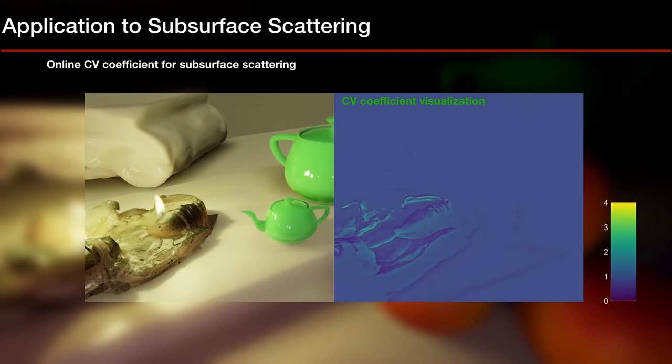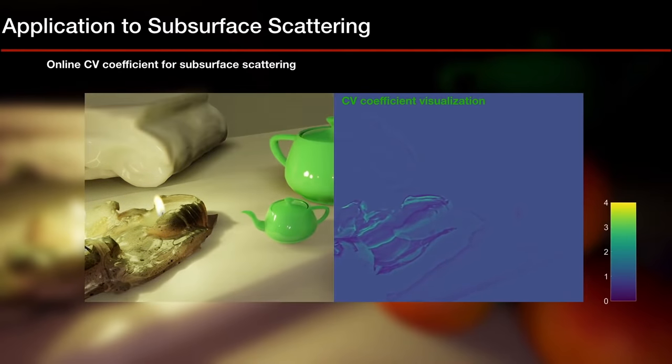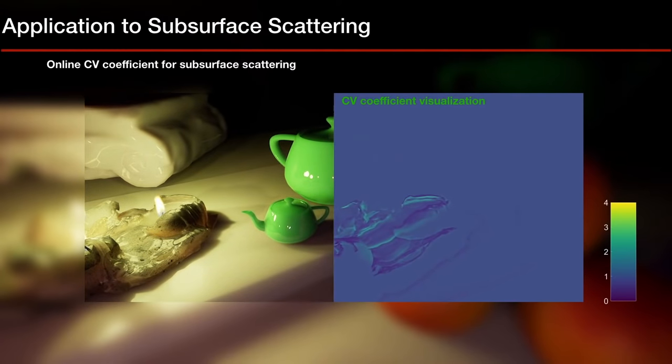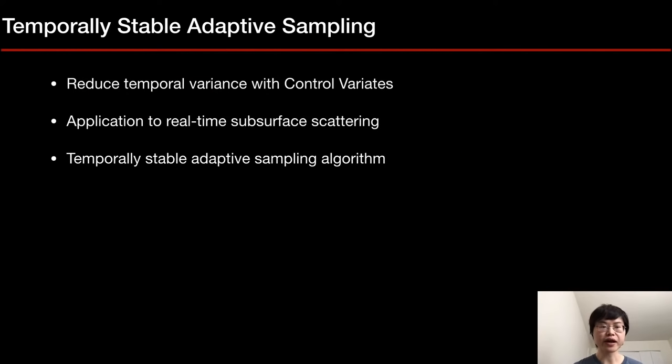Note that in the visualization, most regions are actually blue. That is because for large flat landing regions, we have a theoretic optimal control variate coefficient, which is 1 for subsurface scattering. Now that we have the subsurface control variate, let's integrate it into real-time adaptive sampling to estimate sample count.